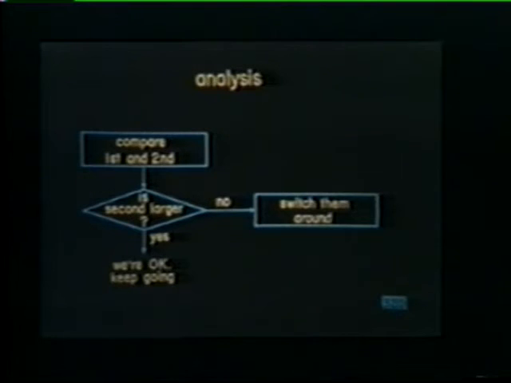Let's analyze this comparison process by means of a flow chart. We compare the first and second numbers and then ask the question, is the second number larger? If it is not, then we switch them around to place them in the proper order. If the second number is larger, then we're okay and can keep going.